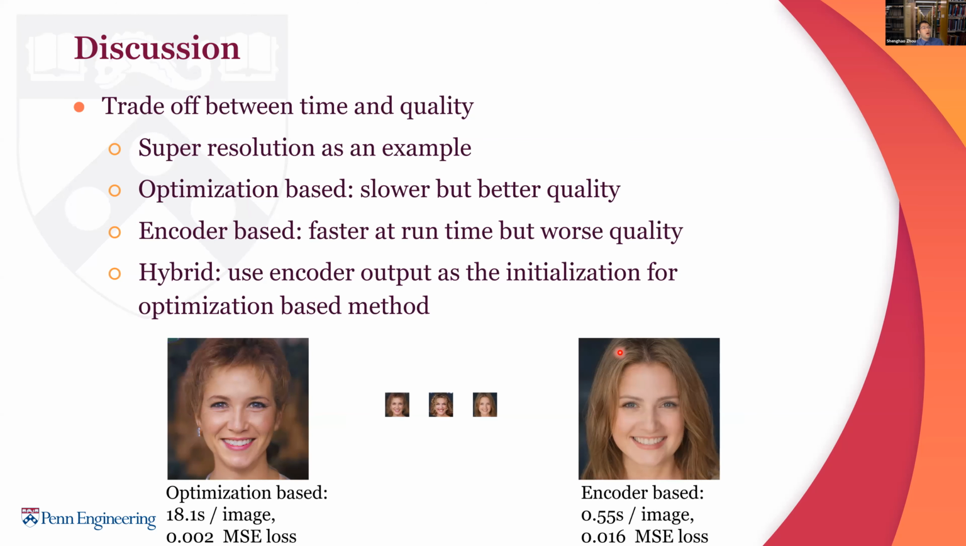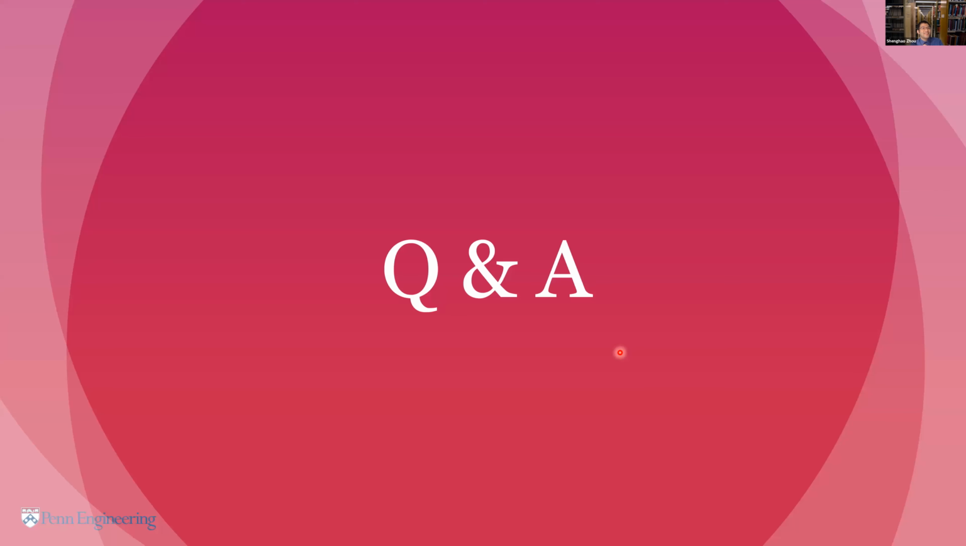Also, the optimization-based method and the encoder-based method have a certain trade-off. The optimization-based method has a slower running time, but actually performs better quality. On the other hand, the encoder-based method is faster, but has lower quality. As you can imagine, you can come up with a solution that lies somewhere in between. You can use the encoder output as an initialization and run as many optimization steps as you want. So that's all my presentation.